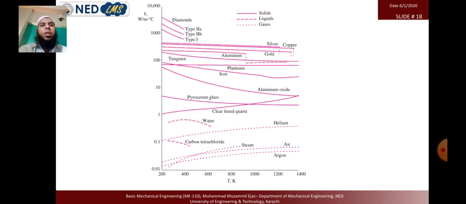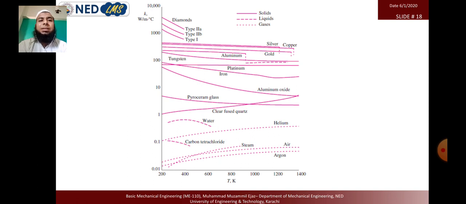So let's move on. This is the graph taken from the book by Cengel. It shows the thermal conductivities of different materials. Like we have materials at normal room temperature, in the solid phase, the liquid phase, and the gaseous phase, like air and argon. The dotted line is for the gases.